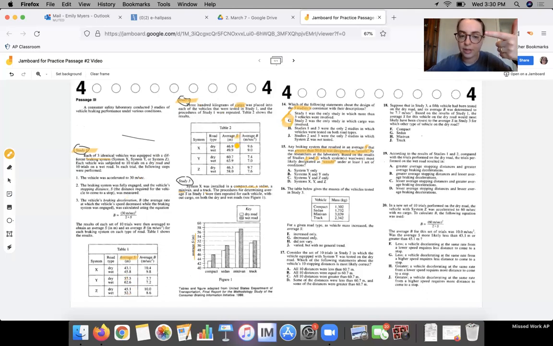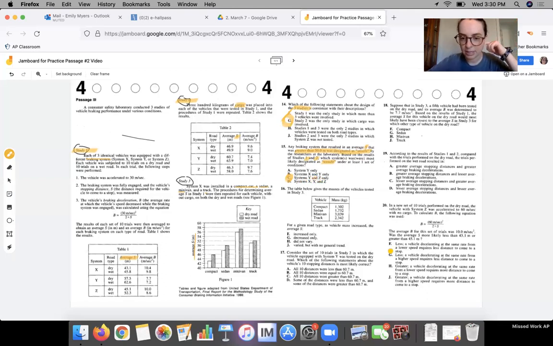S, greater than 50, not for X, same thing. Yes for Y, 60 and 63, those are greater than 50. Z, yes for wet. Okay, so my answer for this one should be Y and Z, but not X. So C for number 15. Those two had higher than 50 at least once.